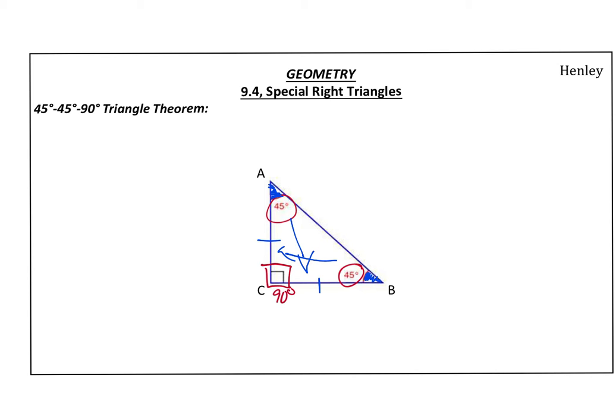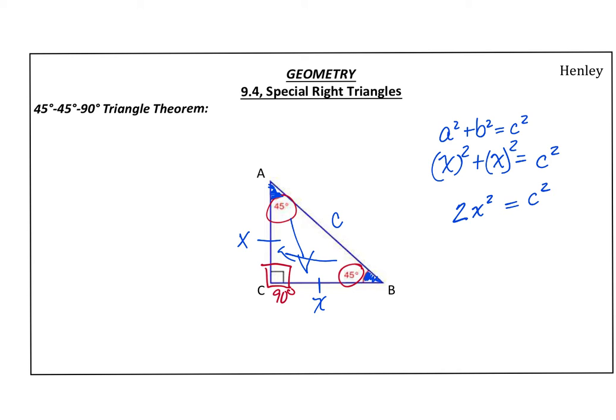Now, if we were to say that the two legs or sides are our unknown value, so let's write the Pythagorean theorem. We have a squared plus b squared equals c squared, and each of those are listed as x. Remember, c is over here. So we have x squared plus x squared equals c squared. So we have 2x squared equals c squared.